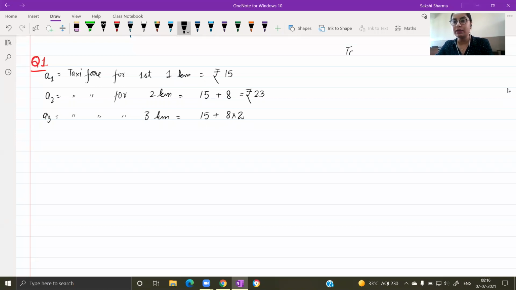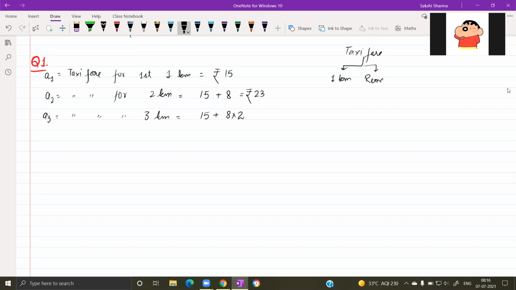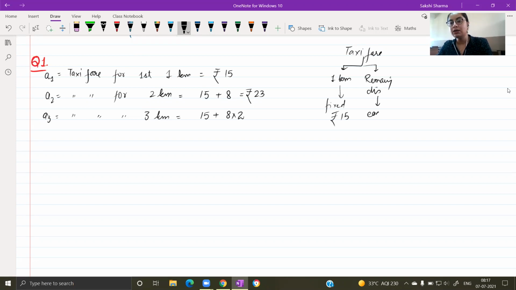I hope you understand how we are calculating the taxi fare. You have to break down the distance into 1 kilometer and the remaining distance. So for 1 kilometer, the charge is 15 rupees fixed, and for each subsequent kilometer covered, you are charged 8 rupees. So this comes out to be 31. A4, this is the taxi fare for 4 kilometers.